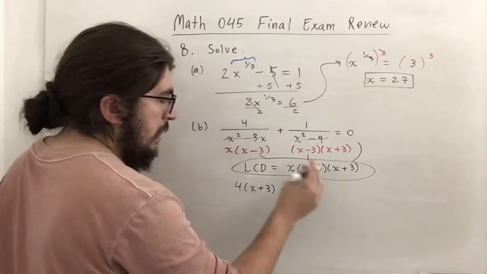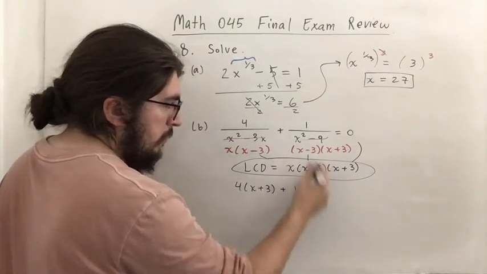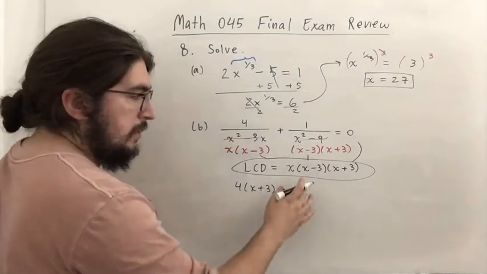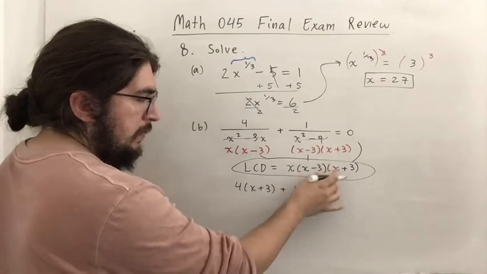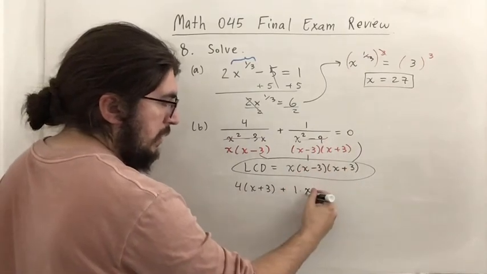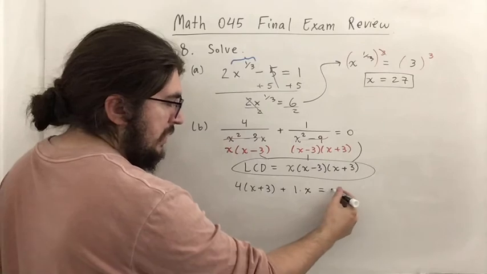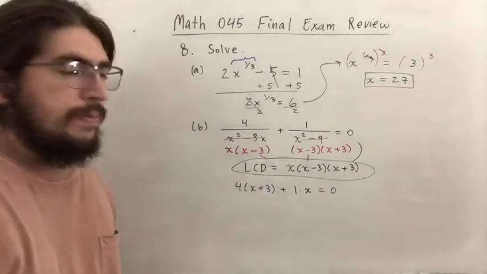Okay. Similarly, for this term, we get 1, which is the top, times what didn't cancel with the LCD. X minus 3 and x plus 3 cancel, so we're just left with 1 times x, which is just x, and of course 0 times anything is 0.